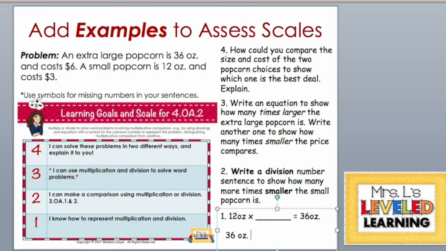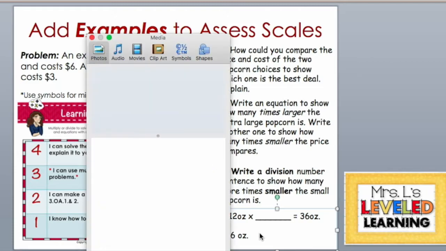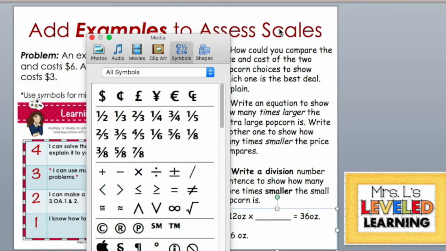36 ounces divided by, sorry, this is going to take a second. Need to get a shortcut for division. Divided by 12 ounces is how much? Or divided by what is 12 ounces? Every time you change the problem, you're making your kids think in a slightly different way.